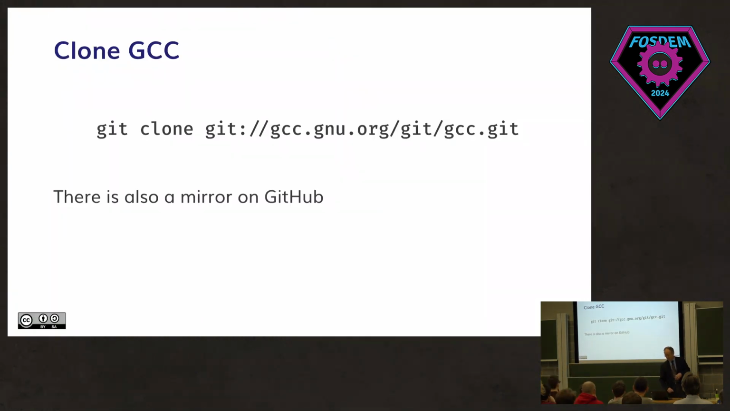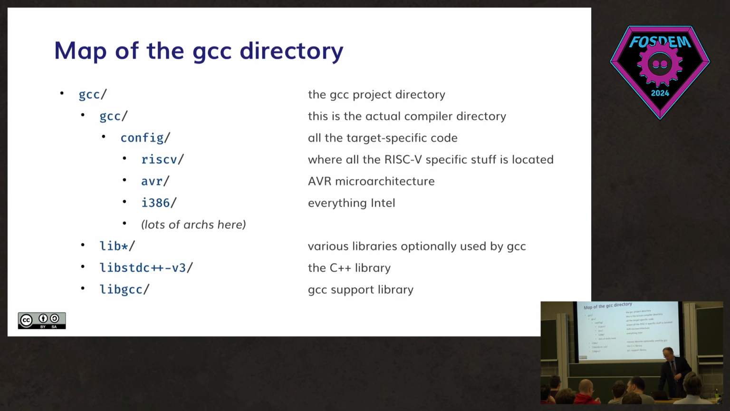So, getting started. First of all, you need GCC, so you can clone it, and there's a mirror on GitHub as well. You've seen this from Dave. Here's the structure, and the bit we're going to be concerned about is within the GCC directory, primarily the config directory, because that's where you put the configuration for the new back-end architecture. There's one for RISC-V, AVR, there's dozens of them there. We're going to add one for VAM.